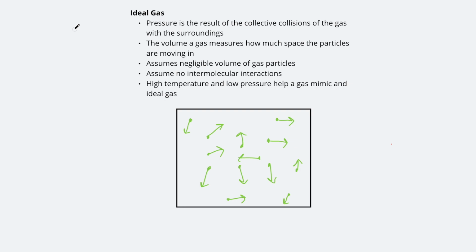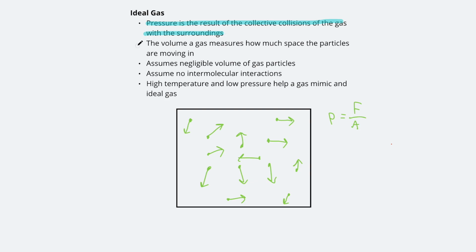So collectively, we end up with a pressure from all of those forces, and pressure is equal to force divided by area. So you would take the collective force, divide it by the area that they're hitting, and then that would give you the pressure inside of this cube. So pressure is the result of the collective collisions of the gas particles with their surroundings.